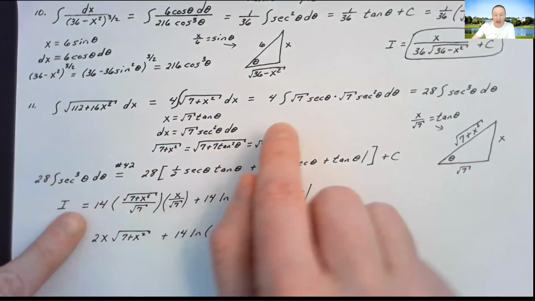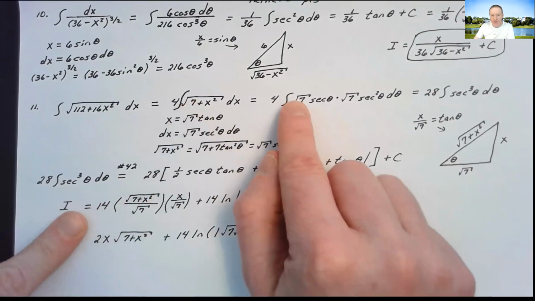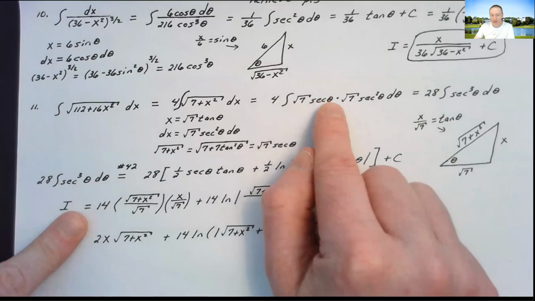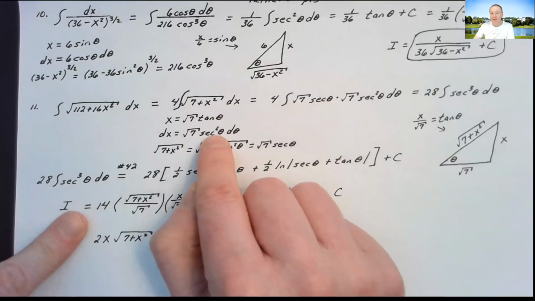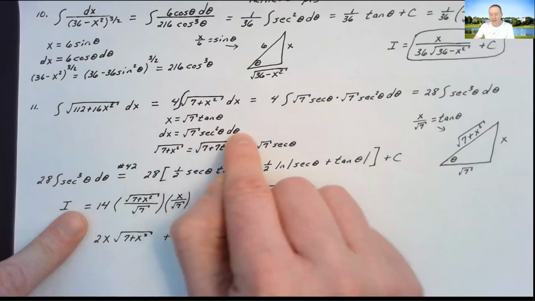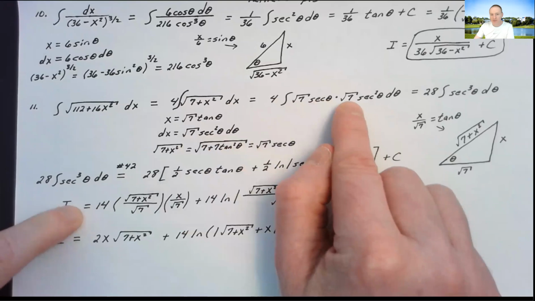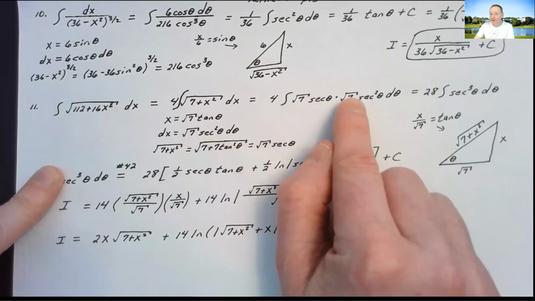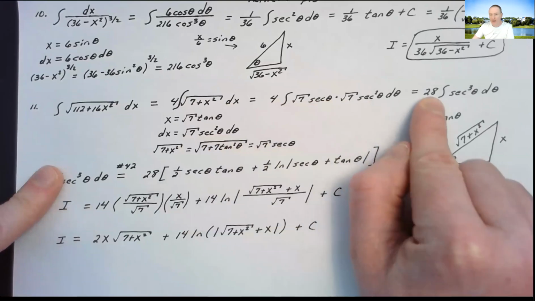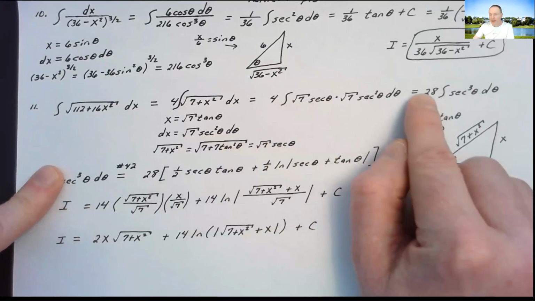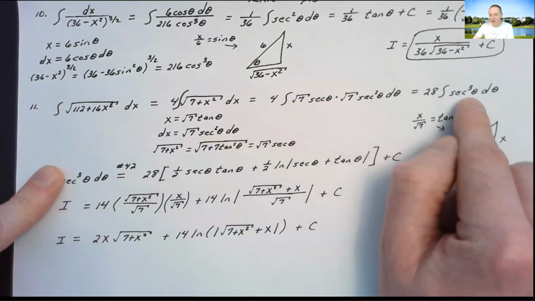Now I can go back into my problem and say that square root is going to equal the square root of 7 secant theta. dx is the square root of 7 secant squared d theta. So then I have the square root of 7 times the square root of 7, that's just 7. I'll factor out a 7 in this step. 4 times 7 gives me a 28 on the outside. So now I have 28 on the integral. On the inside, I'll have a secant cubed.